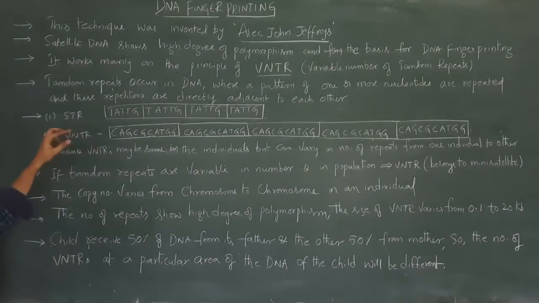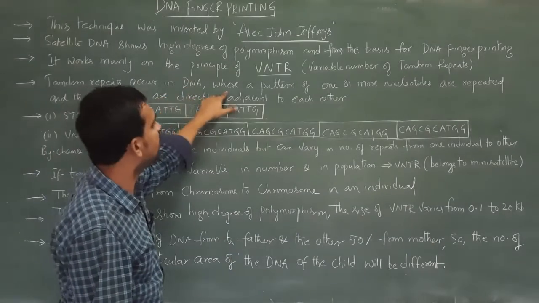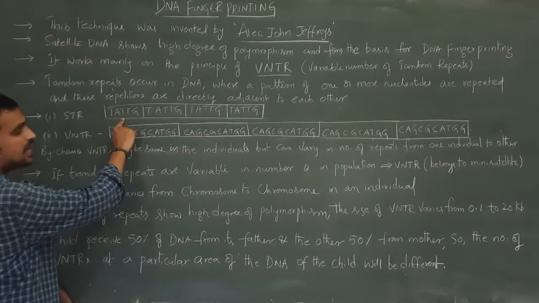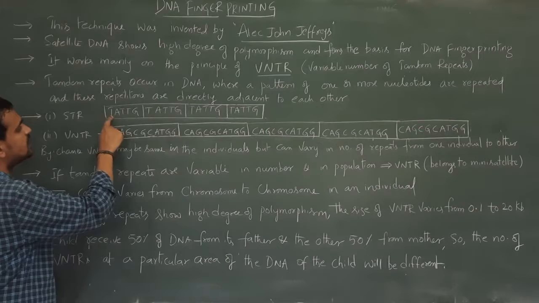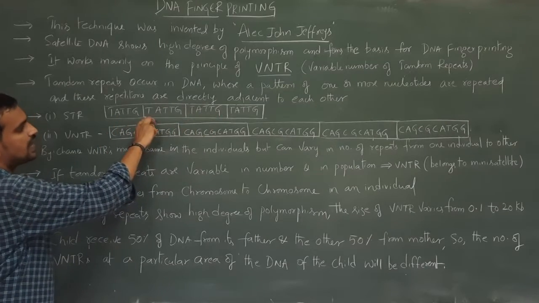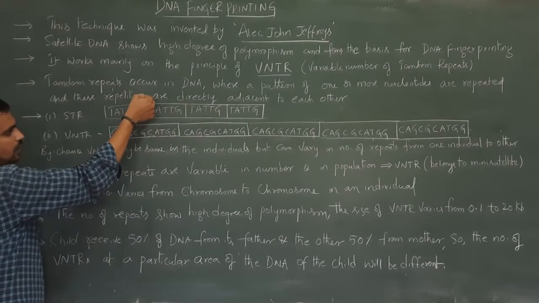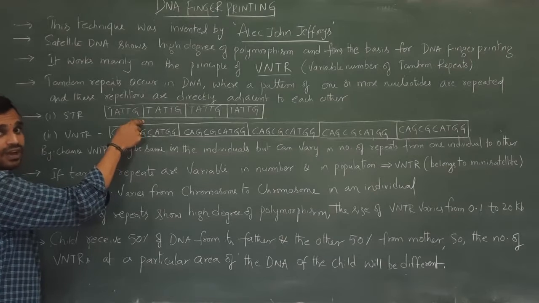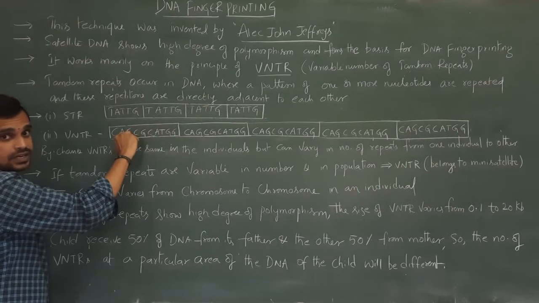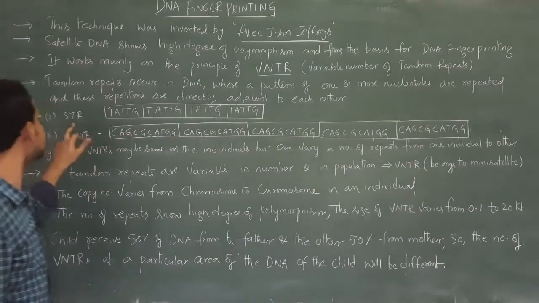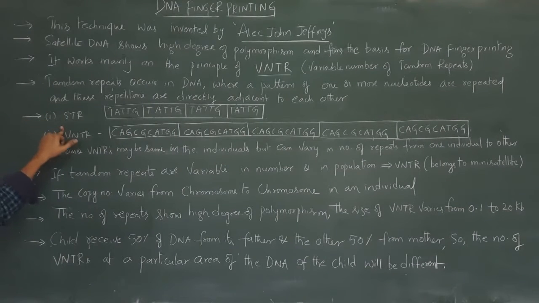That is called tandem. Tandem repeats occur in DNA where the pattern of one or more nucleotides is repeated. If we observe this sequence, TA, TTG is repeated, and these repetitions are directly adjacent to each other, side by side. In between these two sequences, there is no other sequence. That's why it is called a tandem repeat. Tandem means adjacent to each other, side by side, one after the other. We already discussed STRs and VNTR in the last video, short tandem repeats and variable number of tandem repeats.